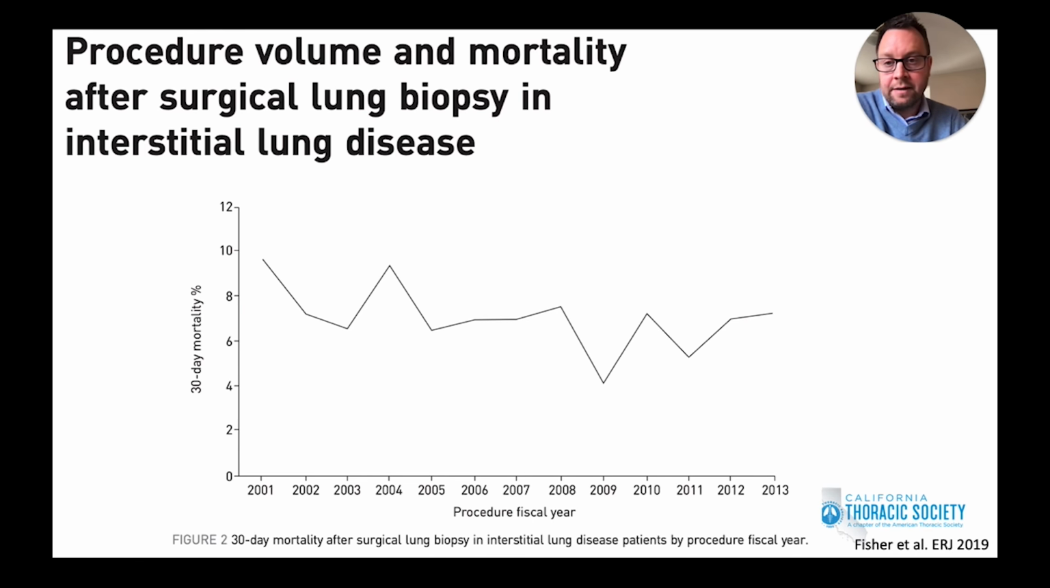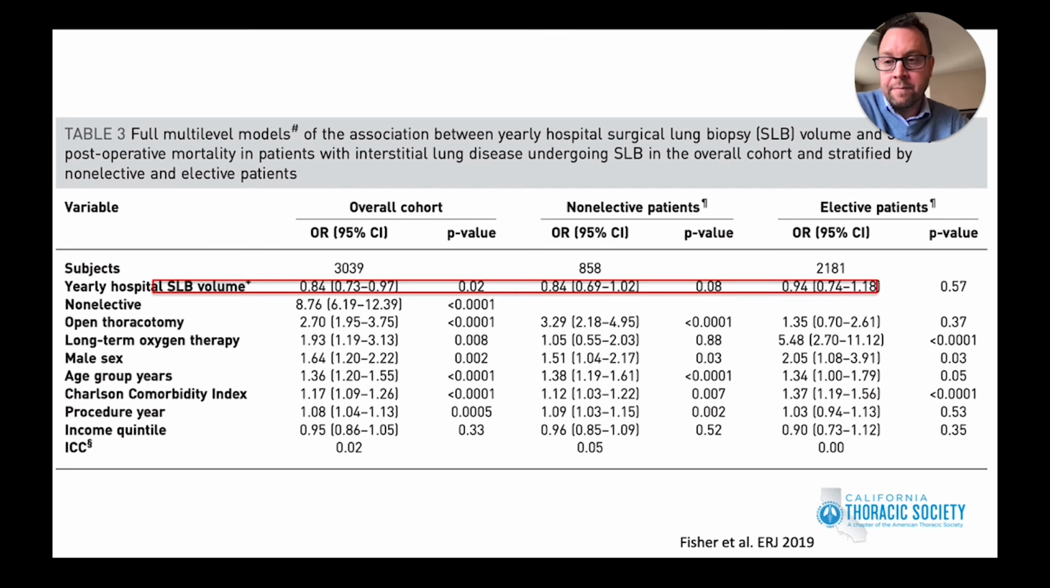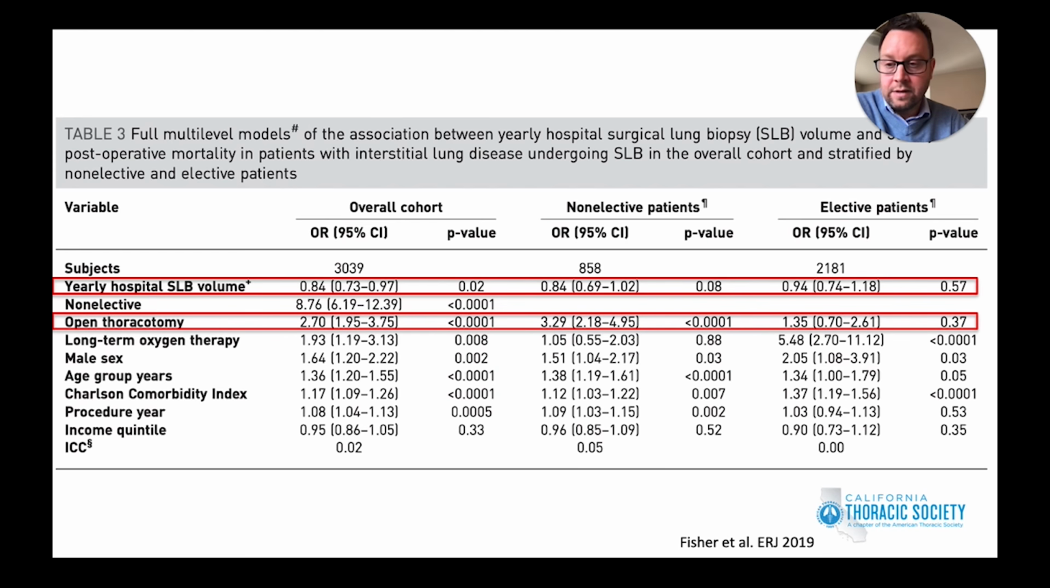This was driven by several different factors that are important to note, however. One is volume. Hospitals that do more of these tend to have better outcomes. Another was the type of procedure done, with open thoracotomies having worse outcome. But this was driven to a large extent by those being done in non-elective cases.